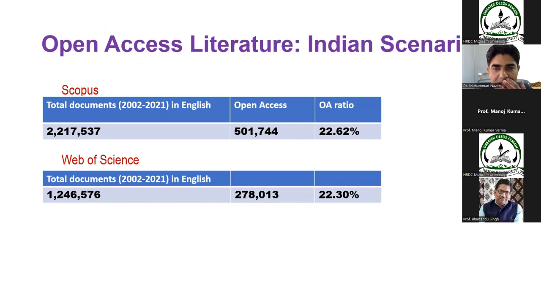So if we look at the Indian scenario of open access literature, we have already seen that at the world level 30% of literature is open access, but in India it is 22 or 23%, around 23% of literature in the Scopus database as well as in Web of Science. So there is slow progress compared to the world level open access ratio. Our ratio is 7% below the world average of 30%. Still, this is good progress in India.